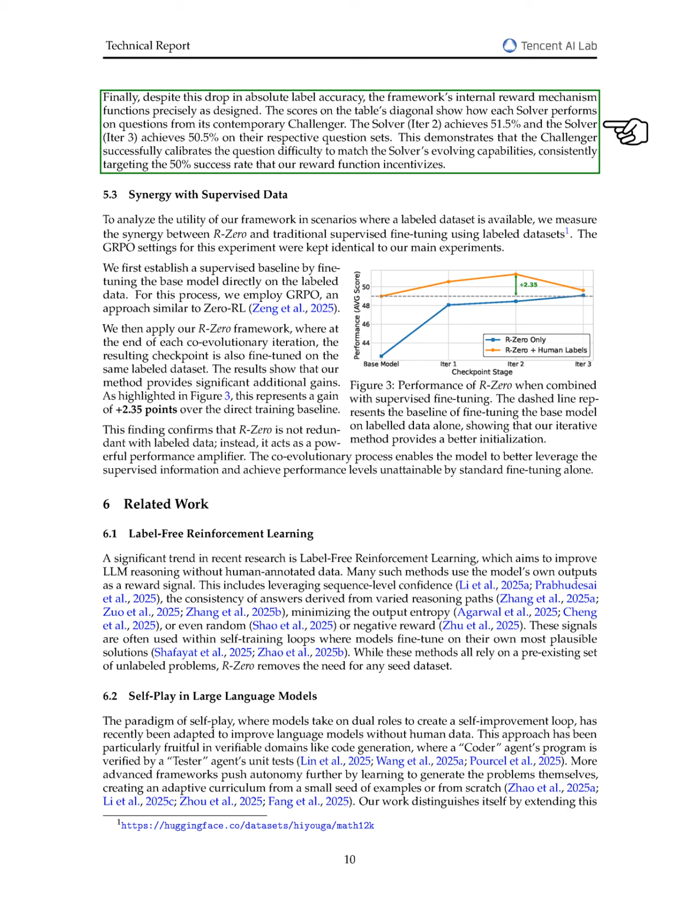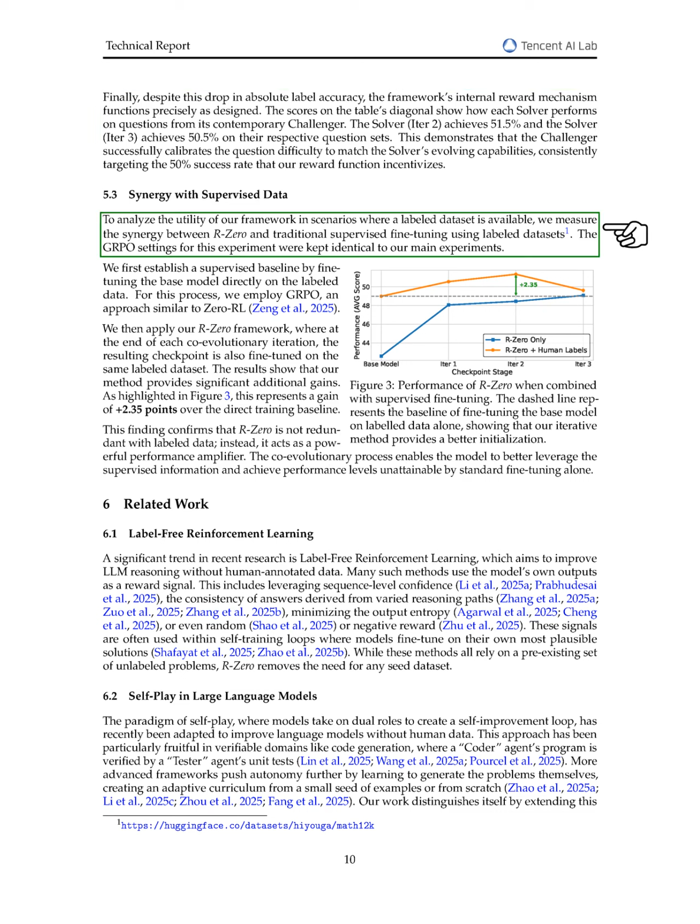Despite this, the internal reward mechanism operates as intended, with the solver achieving scores of 51.5% and 50.5% on their respective question sets, demonstrating that the challenger successfully aligns question difficulty with the solver's evolving capabilities.